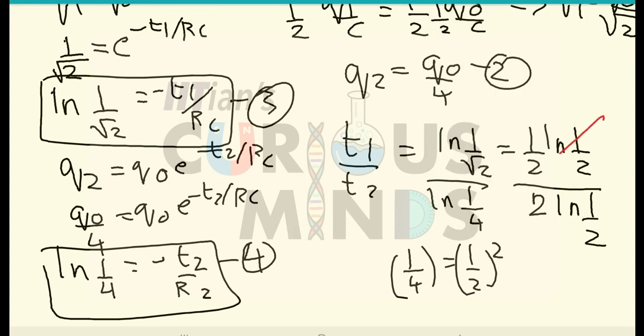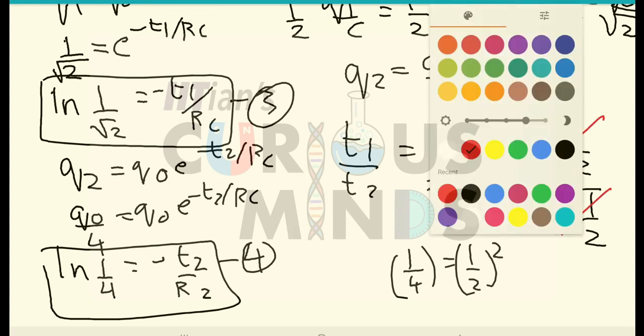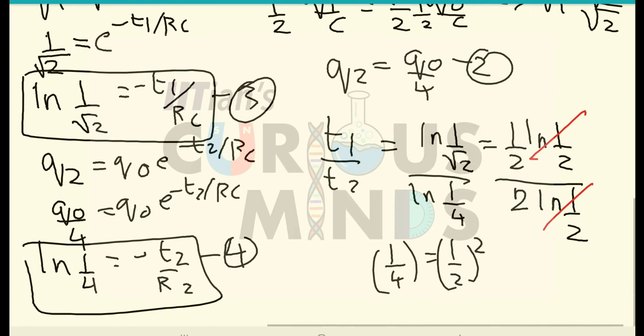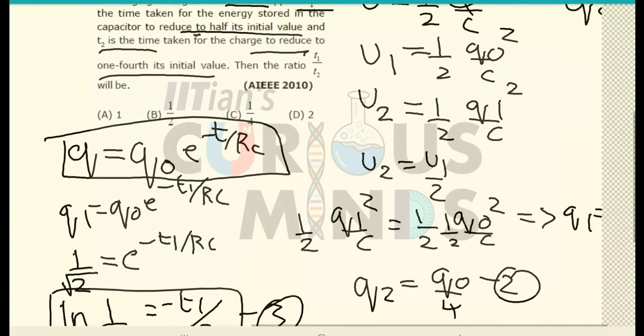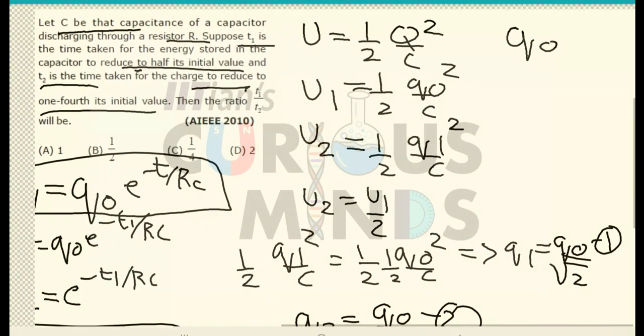So ln 1 by 2 gets cancelled out, and the 2 will be in the ratio. 2 into 2 will be equal to 4, so it will be equal to 1 by 4. So the ratio of the times required is equal to 1 by 4 in this case, which is equal to option number C.